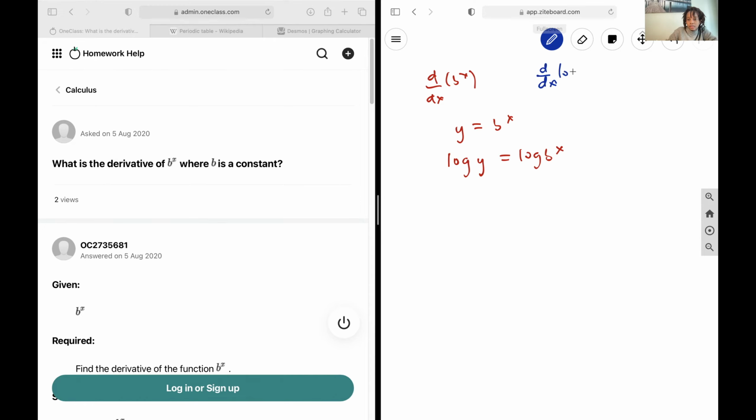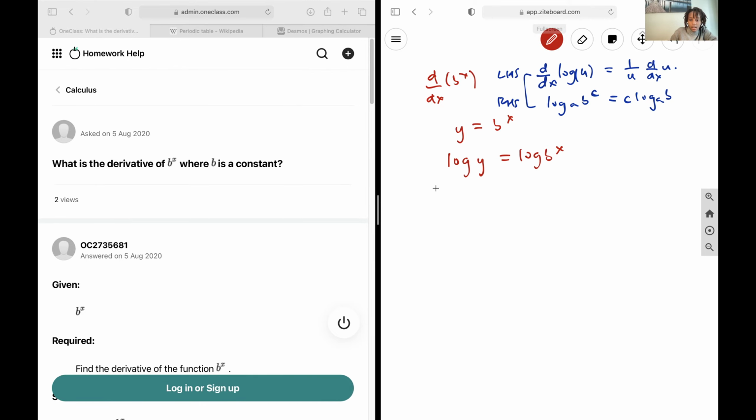d over dx of log u is going to be 1 over u multiplied by d over dx of u. Additionally, we'll use the fact that log base a of b to the, let's use c as our variable, would be c log a of b. And so we're going to use this to write out both sides of the equation. This is going to become our left-hand side, and this is going to become our right-hand side.